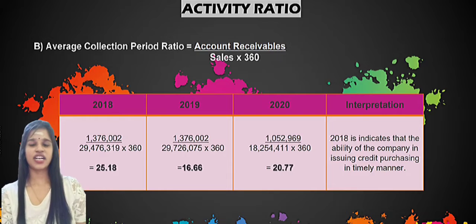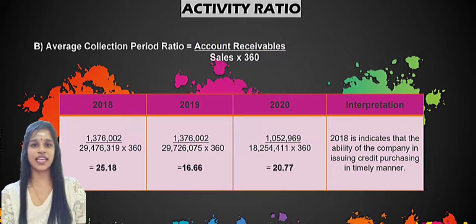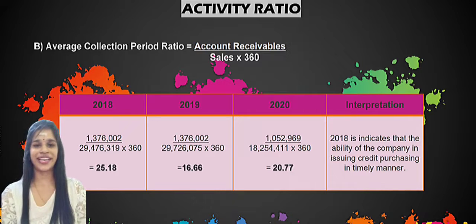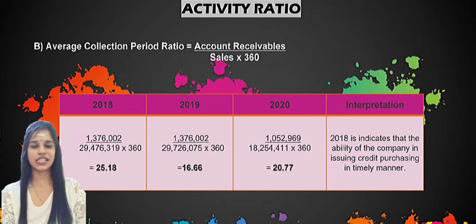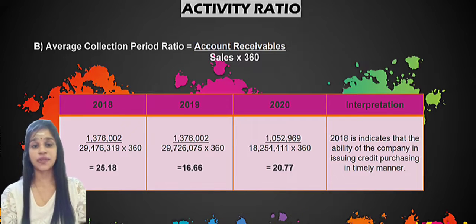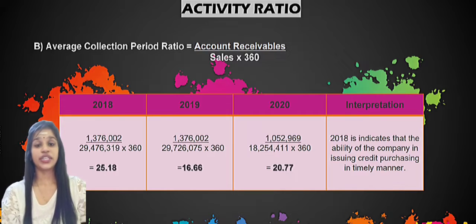B. Average collection period ratio, the formula is account receivable divided by sales times 360. 2018 is 25.18, 2019 is 16.66, 2020 is 20.77. Interpretation: 2020 indicates the ability of the company in issuing credit and collecting in a timely manner.